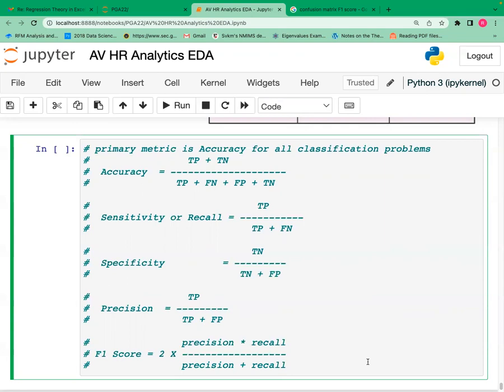So in Python, we get accuracy, then we get the intercept and the coefficients.